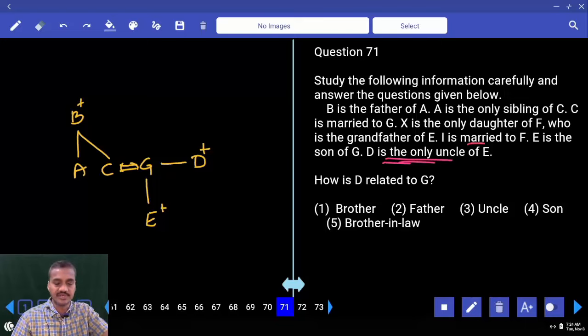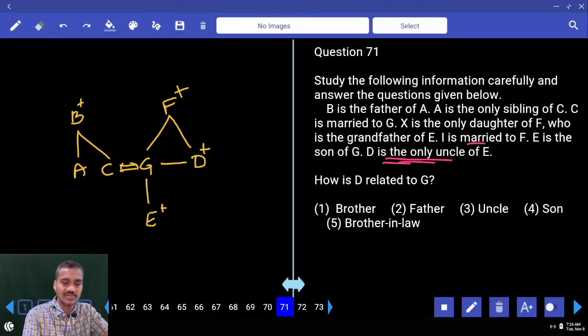And I is married to F. X is the only daughter of F, who is the grandfather of E. F is the grandfather of E means as of now one of the grandfathers is B and the other grandfather must be F. And so where should this F be? F must be the father of these two persons. F is the grandfather. And this F is married to whom?